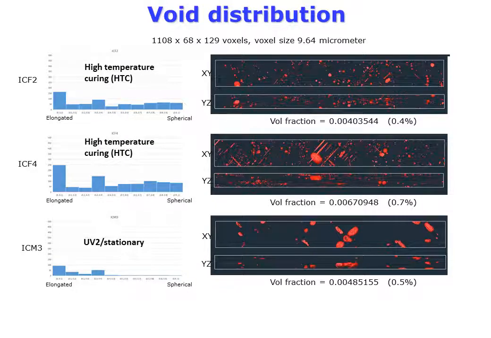Now, void density and distribution for 2 more cases. High temperature curing and stationary ultraviolet curing. In both cases, the void content is acceptable, about 0.5%, and both round and elongated voids are observed.